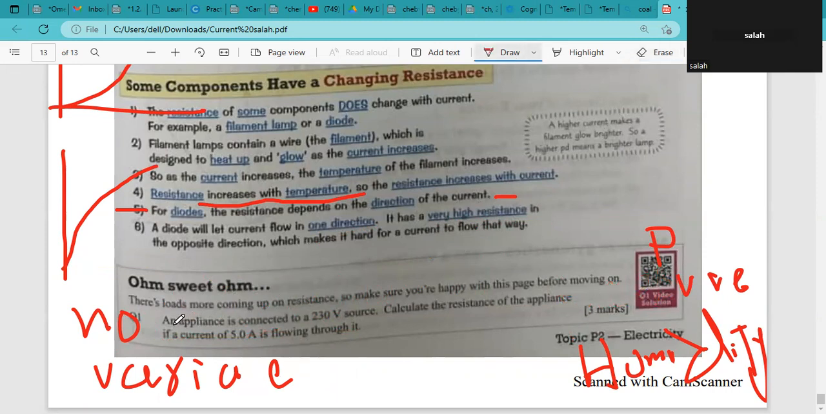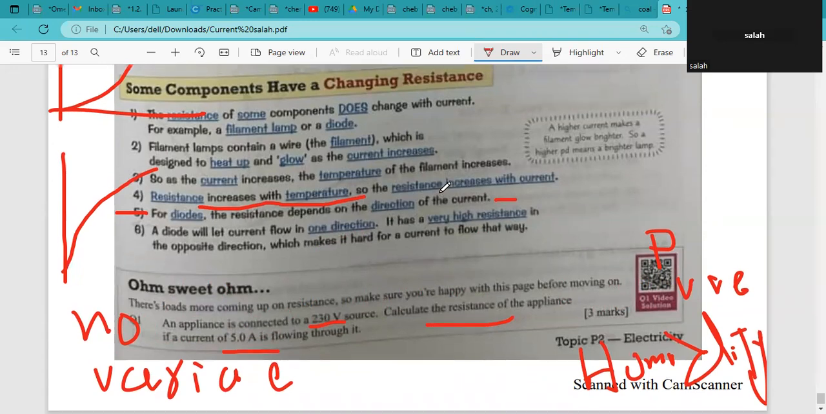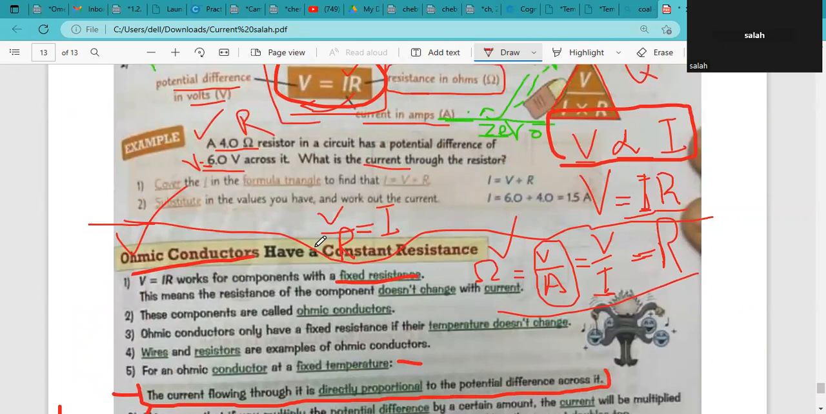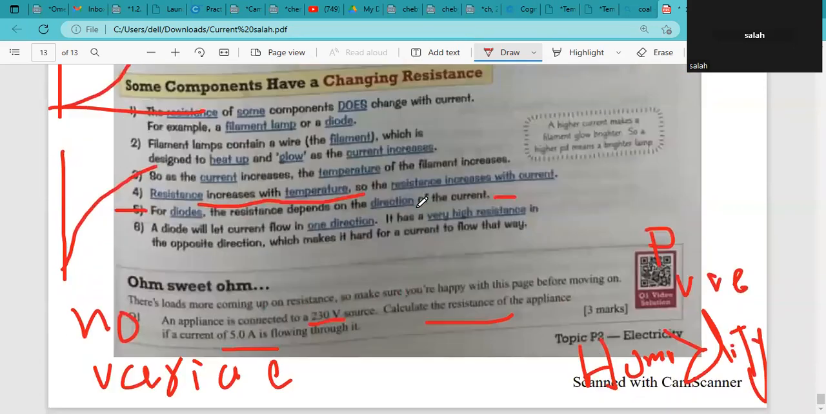Okay, so an appliance is connected to a 230 volt source. Calculate the resistance, do it in your notebook, if a current of 5 ampere is flowing through it. Resistance is, it was 5 times 230. Resistance is? Oh, no, it's divided. Yes, divided.